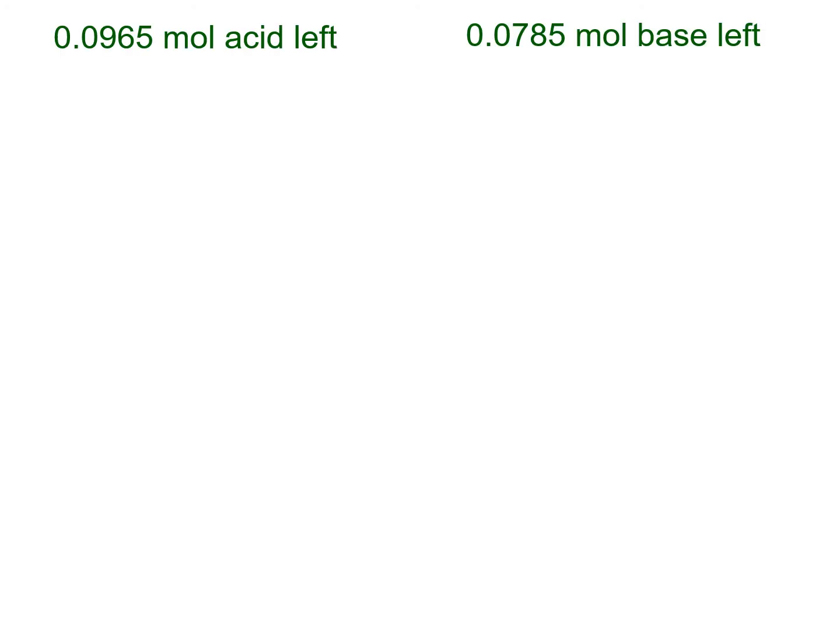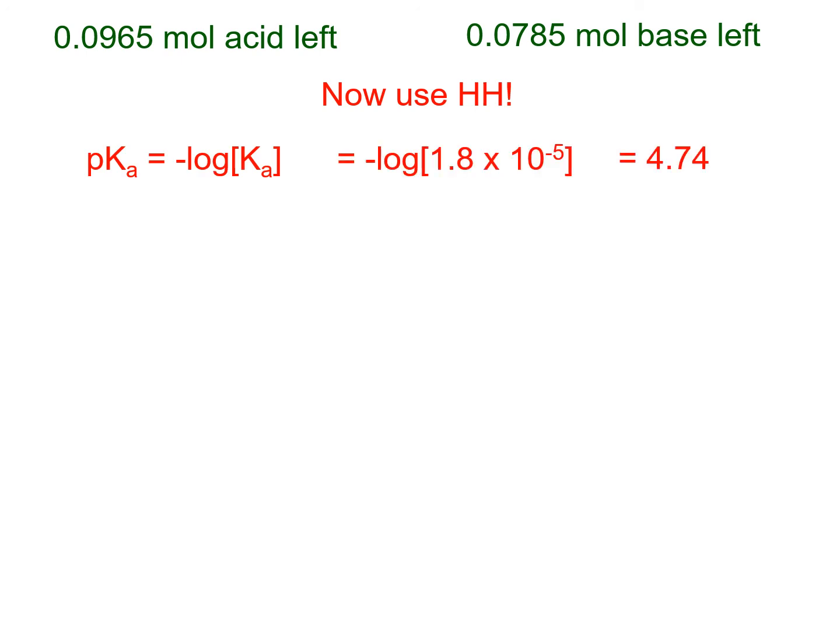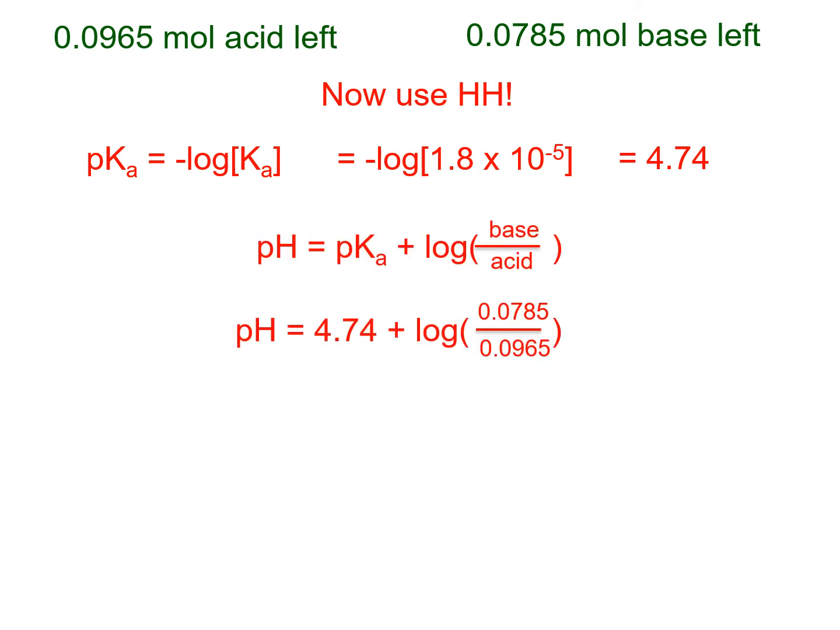Once I have my new amounts of moles for both my acid and base, I now can go right back to Henderson-Hasselbalch. I again will have my Ka handy from the previous parts of the question. I can then put in my pKa and figure out what my new pH is. And again, notice how little this has changed compared to my original pH of the buffer.